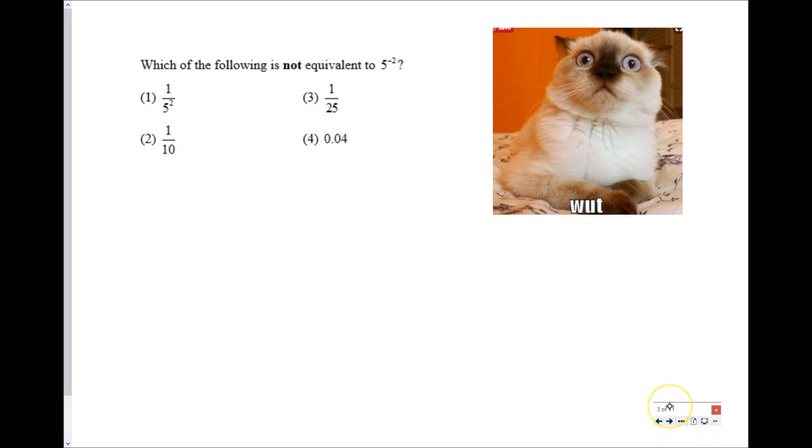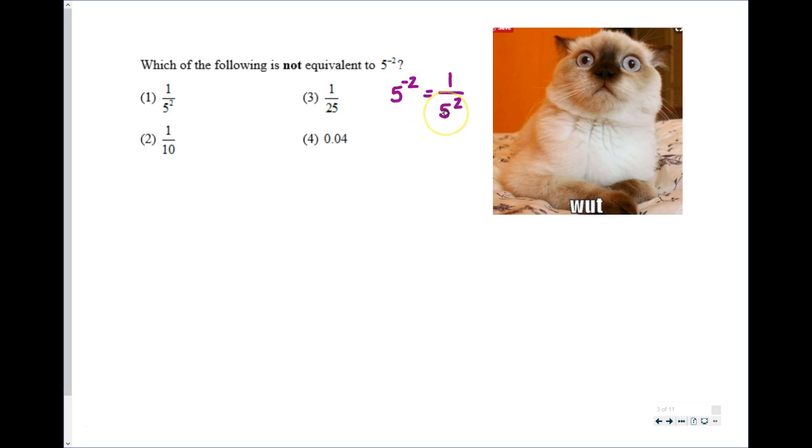So how does this look in practice? I know a lot of you are thinking like this cat is thinking, what is she talking about? So let's look at what this looks like in practice. This question says, which of the following is not equivalent to 5 to the negative 2? So when I see 5 to the negative 2, this indicates to me that I need to create a fraction. And this 5 to the negative 2 needs to go on the bottom and become positive.